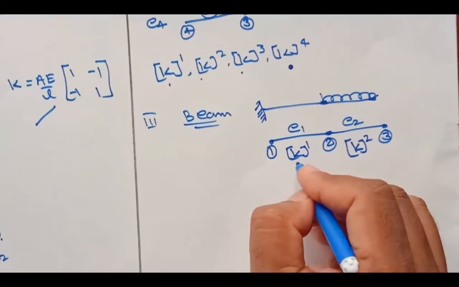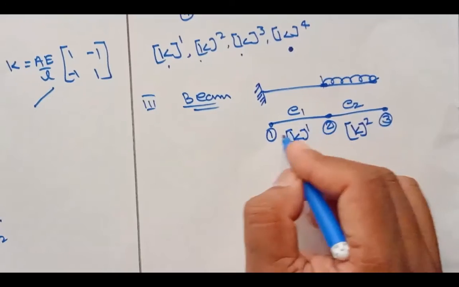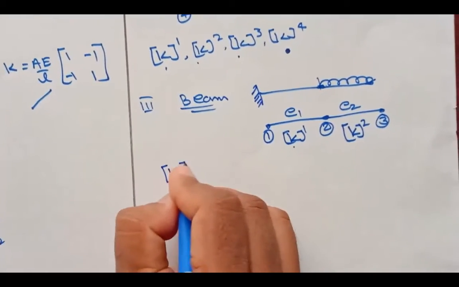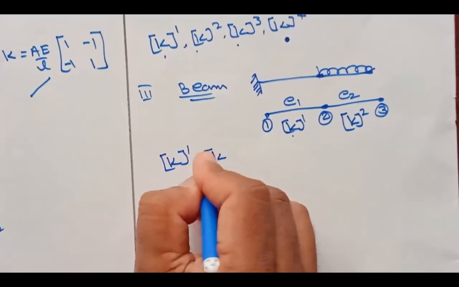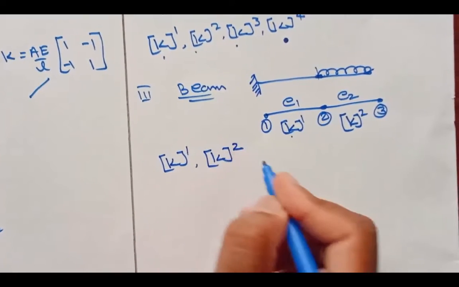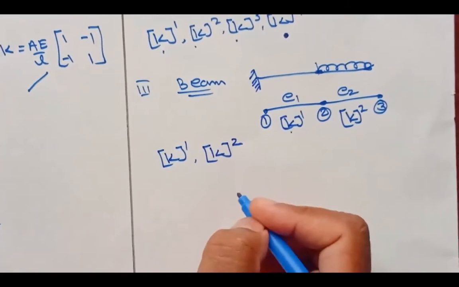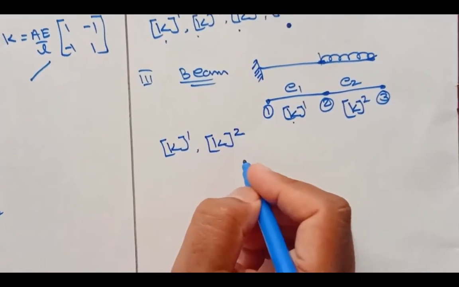What would be the stiffness matrix for a simple beam having two nodes? Using that formula, it is possible to calculate K superposition 1 as well as K superposition 2. Once you calculate this, you have to go for assembling the stiffness matrix.